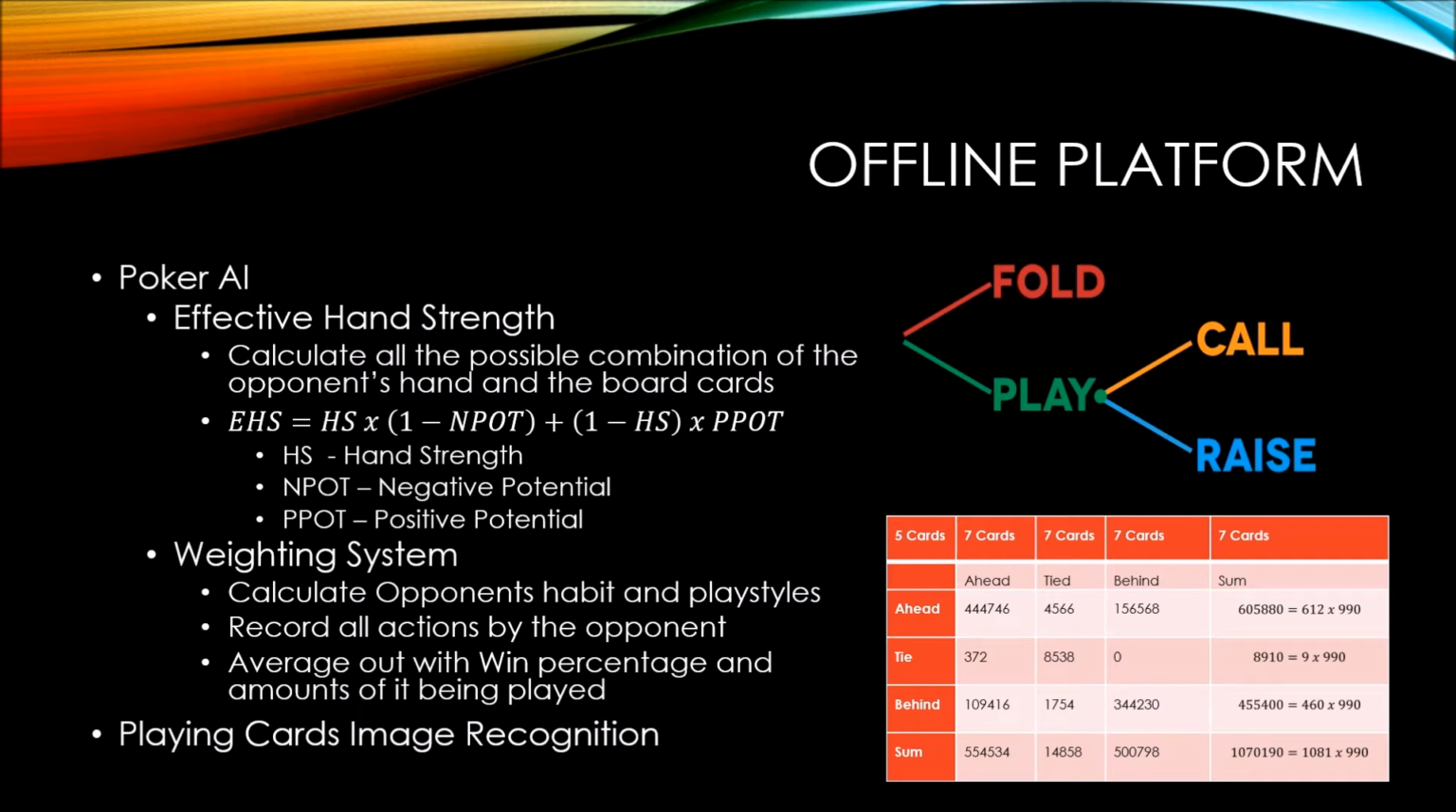The weighting system helps calculate and record the opponent's habit and playstyle. It does this by calculating the average win percentage of the action the opponent uses. By combining both these calculations, the AI bot will be able to adapt and play a competitive match against the users, while also retrieving important information and data for further analysis. An additional offline function that is also included is the card image recognition, which can help new players learn and record gameplay for analysis as well.